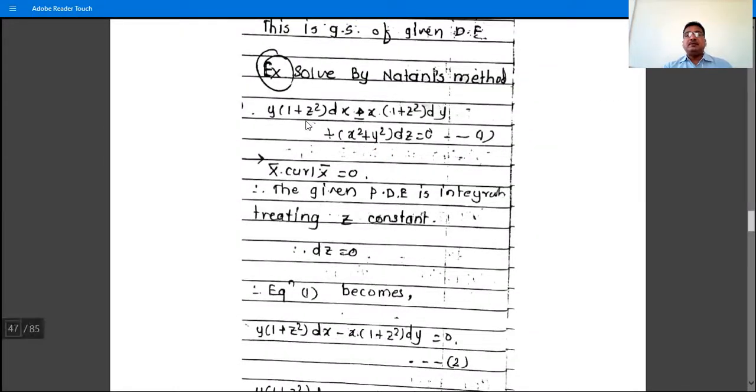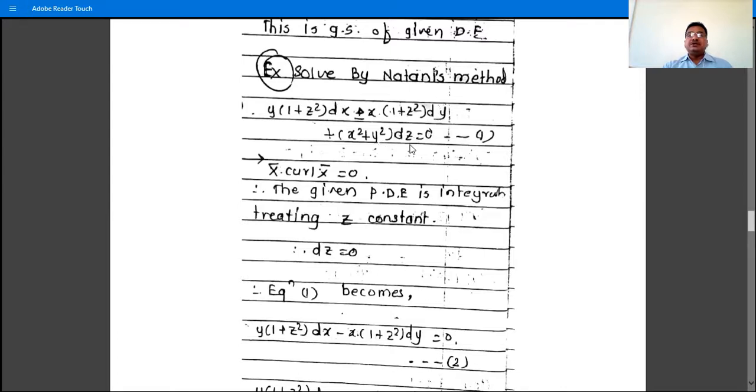It may be solvable by using the variable separable method, here one variable separable. If we divide throughout by (x² + y²)(1 + z²), then what we have? (y dx − x dy) divided by (x² + y²), and then plus 1 by (1 + z²) dz is equal to 0. That is, it is one variable separable.